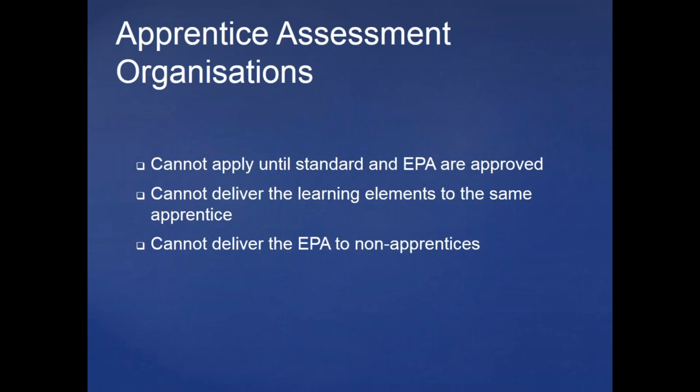And as I've said, if you're an endpoint assessment organisation, you cannot deliver the learning elements to the same apprentice, and that means you have to keep a separate process for the endpoint assessment. And the other regulation is that you can't use the EPA for people who are not apprentices, so that would have an impact on your programmes. Your programmes for apprentices are going to look different in structure to your programmes for your people coming through on other routes.